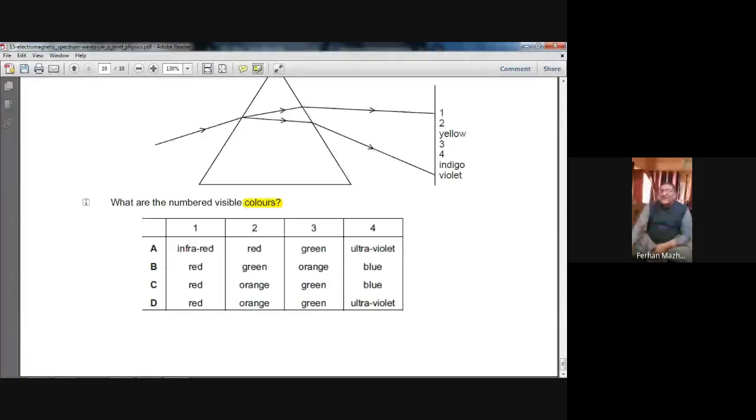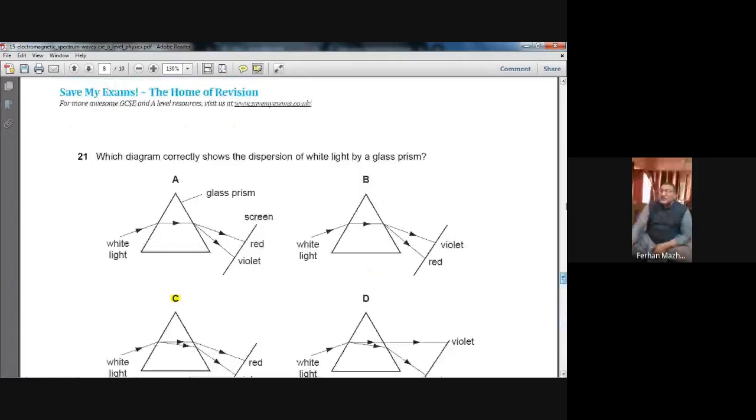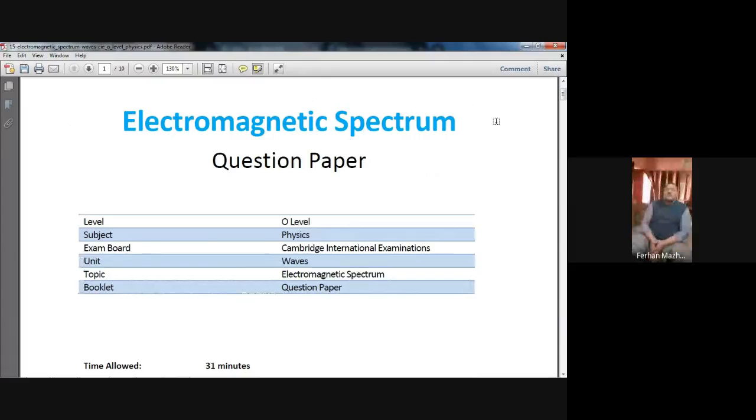So that's it. We have 26 questions in this worksheet. So, dear students, we are done with this worksheet. There were 26 questions on electromagnetic spectrum. We have done all those 26 MCQs, and the time for this lesson is also about to be over. So, my name is Ferhan Mazher, and today is 20th November 2020. The day is Friday. I was with the 10 Cambridge class, and we did this MCQ worksheet on electromagnetic spectrum.